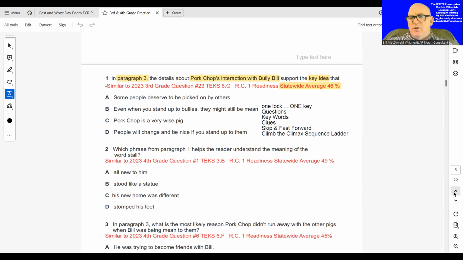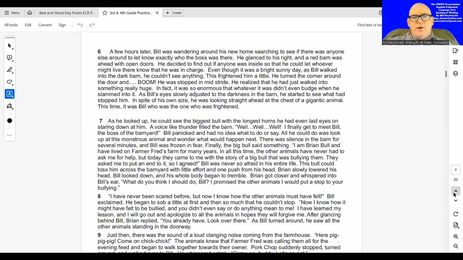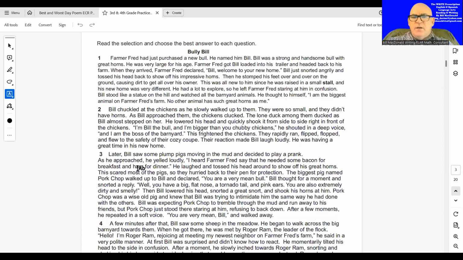So let me move back to paragraph 3. There it is. And so here we go, fast forwarding. There, Bill, some plump pigs moving in the barn started to pull a prank. As you noticed, he yelled, I heard farmer say he would need some bacon. He laughed and tossed his head around. I don't see the pig named Pork Chop yet. They scared most of the pigs, so they hurried back to their pen. The biggest pig named Pork Chop. There we go. So here's where we have the first interaction.